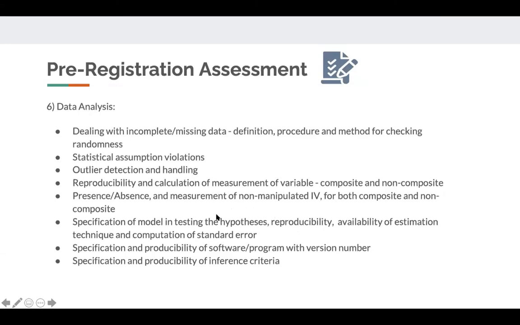So maybe like for hypotheses, ANOVA, t-tests, stuff like that. And then do specify what software or program with the version number they used. Did they use Stata? Did they use R? Did they use SPSS? And was it SPSS 15 or SPSS 14? And do specify the specification and reproducibility of inference criteria. So what was the alpha level? Did they adjust for multiple testing, such as using Bonferroni or maybe Holm-Šidák?